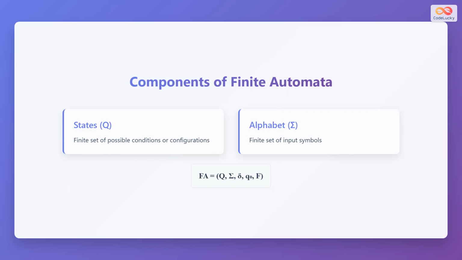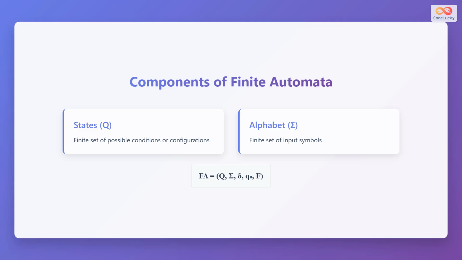Now let's break down the components that make up a finite automaton. First, we have states, denoted by Q. States represent the different conditions or configurations that the automaton can be in. Think of them as snapshots of the machine at different points in its computation. The automaton can only be in one state at any given time.